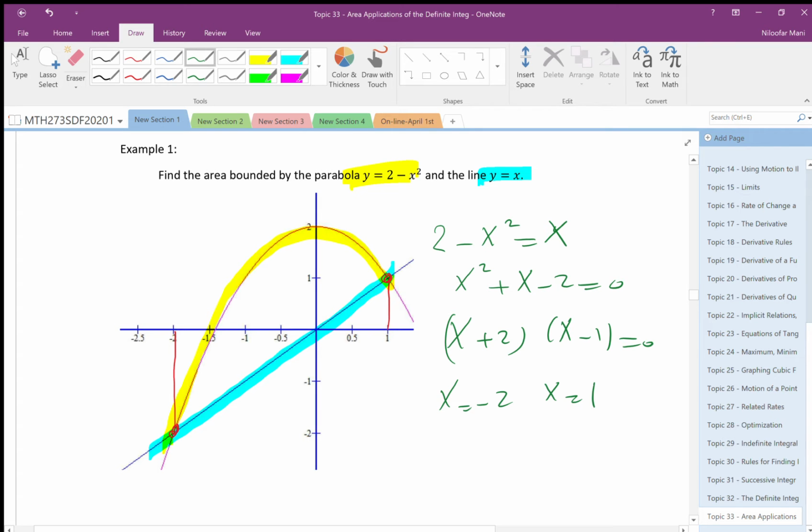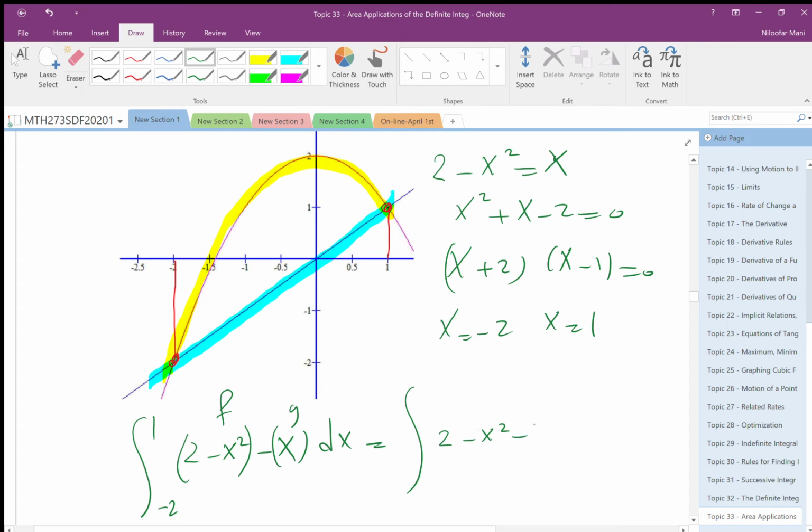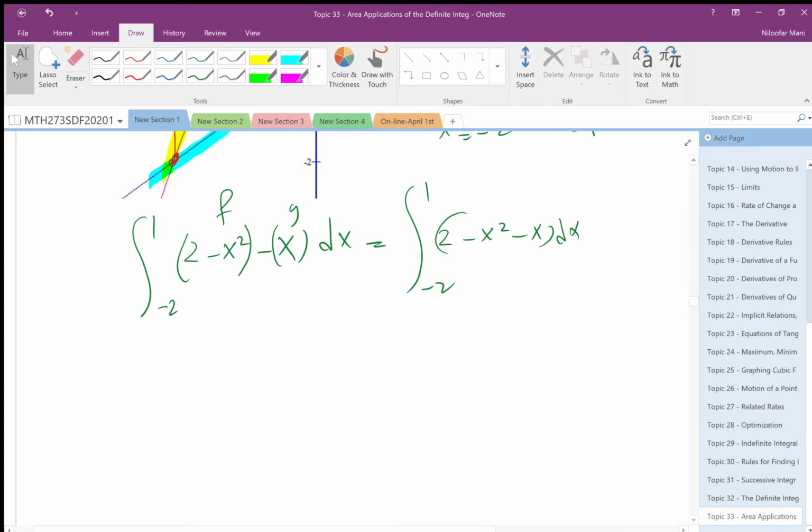Yes, it is. Okay, so the answer is integral from smaller to larger. So 2 minus x squared minus x, which is f minus g dx, the upper minus the lower. Otherwise, the answer is negative. Okay, integral of 2 minus x squared minus x dx from minus 2 to 1. So first I forget minus 2 and 1.